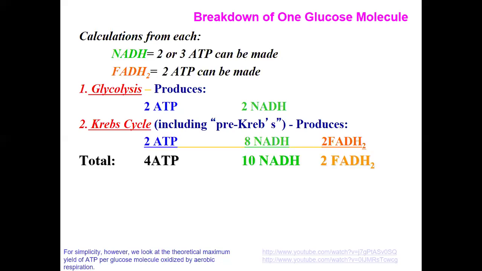So at the end of the day, of those three processes, from NADH 2 or 3 ATP can be made, and from FADH2, 2 ATP can be made. In glycolysis, we invested ATP and then got a net energy of 2 ATPs and 2 NADH. And in the Krebs cycle, we have 2 ATP produced, 8 NADH, and 2 FADH2.